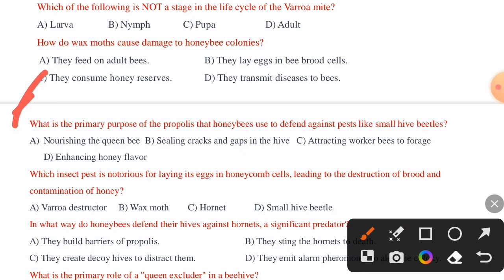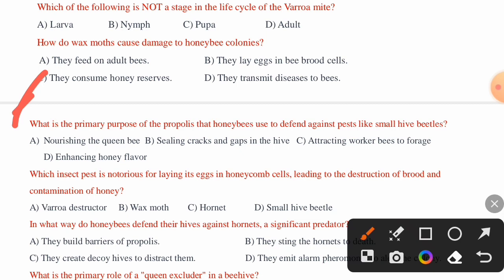So you all know that it doesn't feed on the adult bees. It doesn't lay eggs in the brood cells. It prefers laying eggs in the cracks and crevices and such areas where the honeybee cannot reach, and they do not transmit diseases like mites. So the option is C.